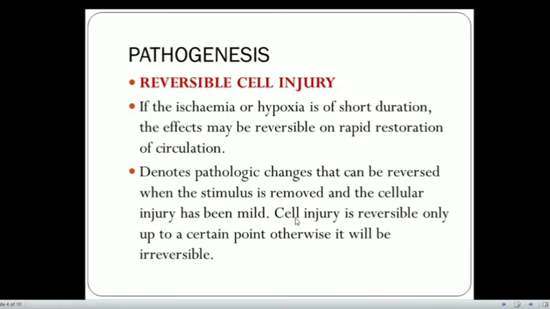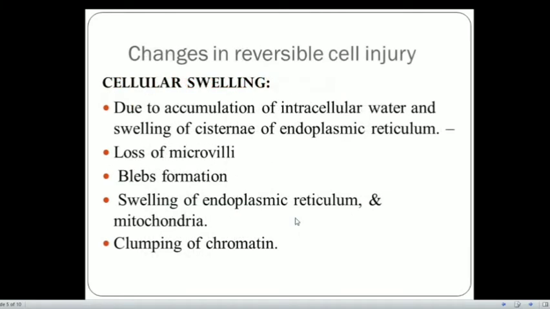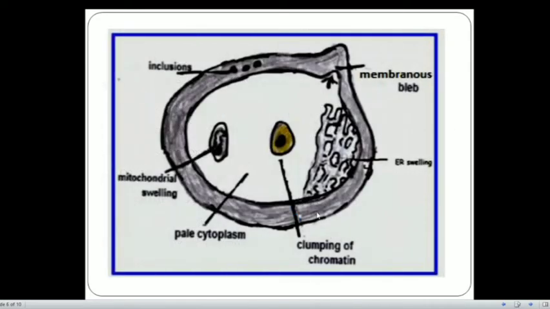Now let's look into the changes in reversible cell injury. First, we have cellular swelling, due to the accumulation of intracellular water and the swelling of the cisternae of the endoplasmic reticulum. It will result in, first, loss of microvilli, second, bleb formation, third, swelling of ER and mitochondria, and clumping of chromatin. So here is a picture. We have the clumping of chromatin, ER swelling, membranous blebs, inclusions, and mitochondrial swelling. So these are the cellular changes.